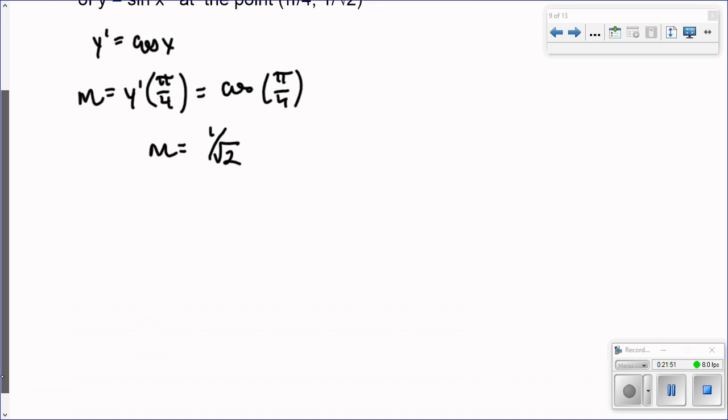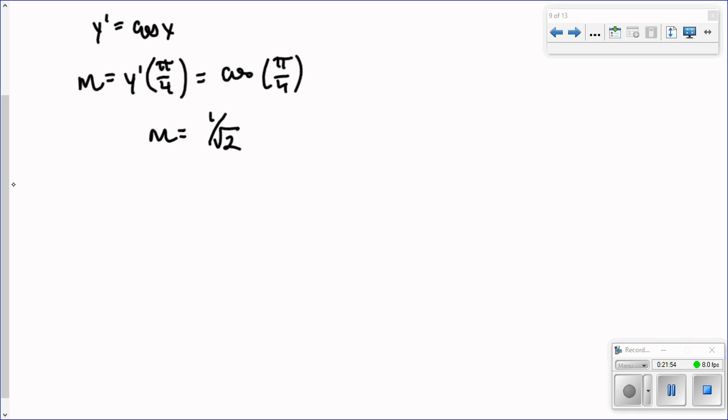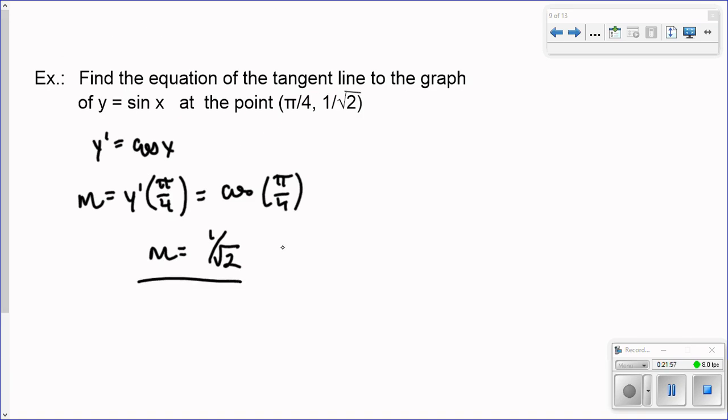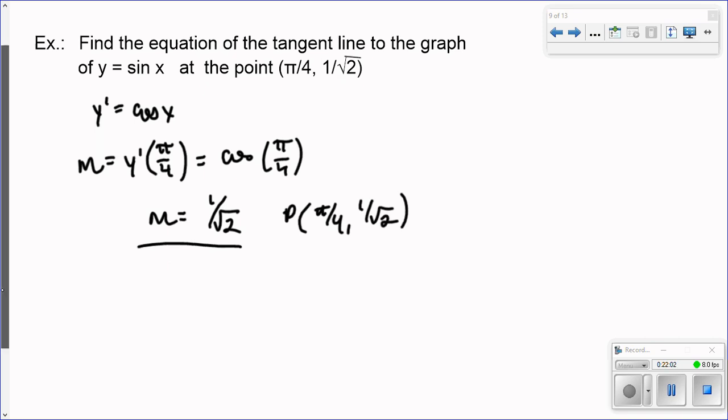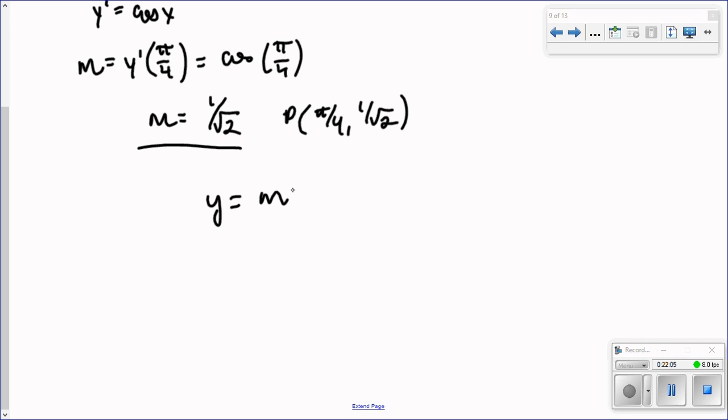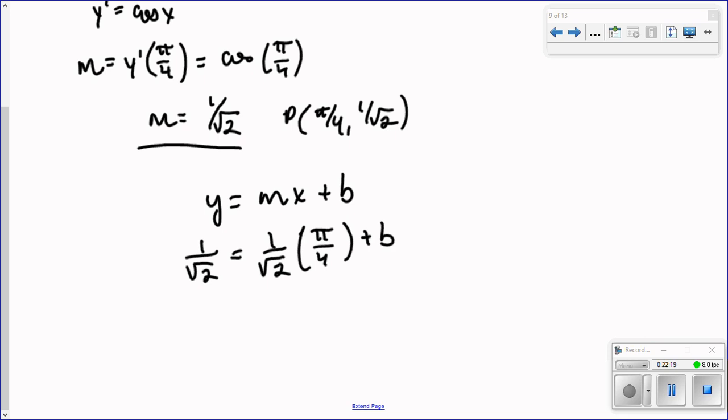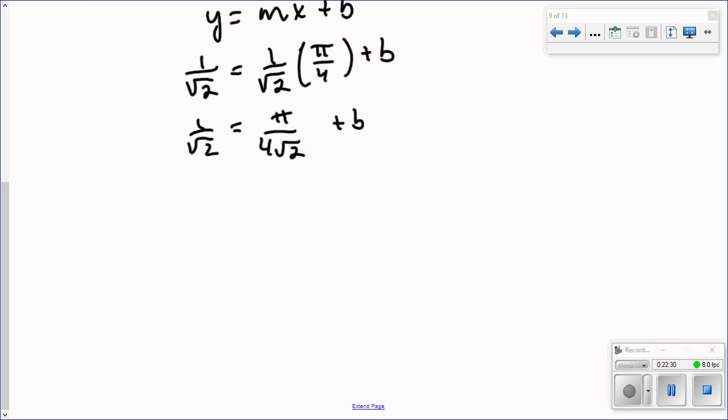Okay, so with this slope and my point here, I've got to plug this stuff into y equals mx plus b. So y equals mx plus b, y is 1 over root 2, my m is 1 over root 2, my x is pi over 4, plus b. Just do a little bit of quick math here. I've got pi over 4 root 2, 1 over root 2, I'm going to solve for b. Okay, that's a little bit awkward.